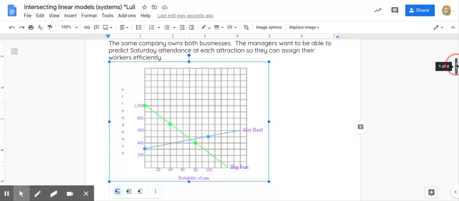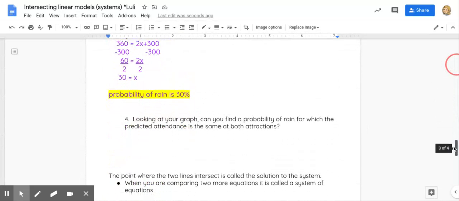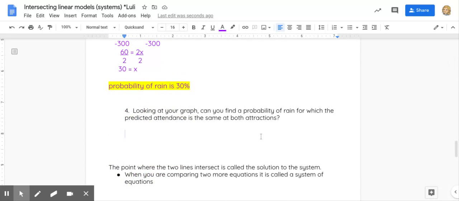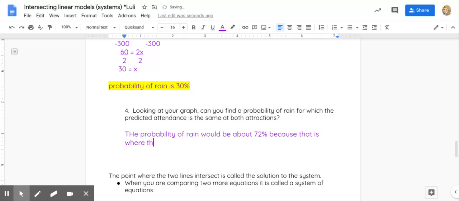So when we scroll back down to number 4, we could then type our answer. What's the probability of rain? The probability of rain would be about 72% because that is where the lines intersect.